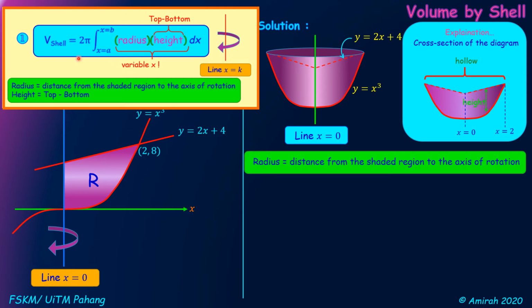From volume by shell, we need to find the radius and height. Radius equals the distance between the shaded region and the axis of rotation. This is the original shaded region, and this is the axis of rotation. So this is our radius, the distance between the shaded region and the axis of rotation.